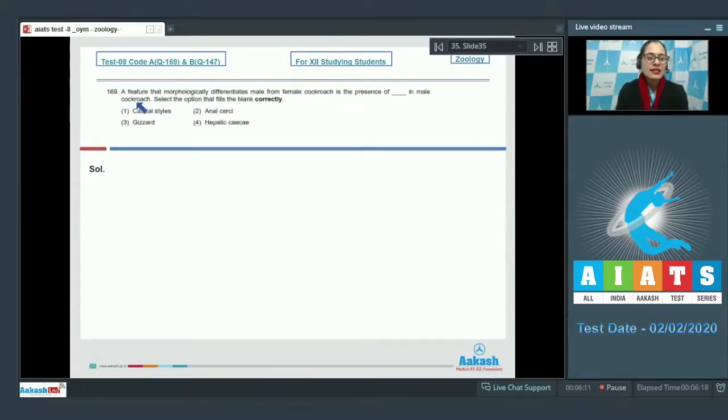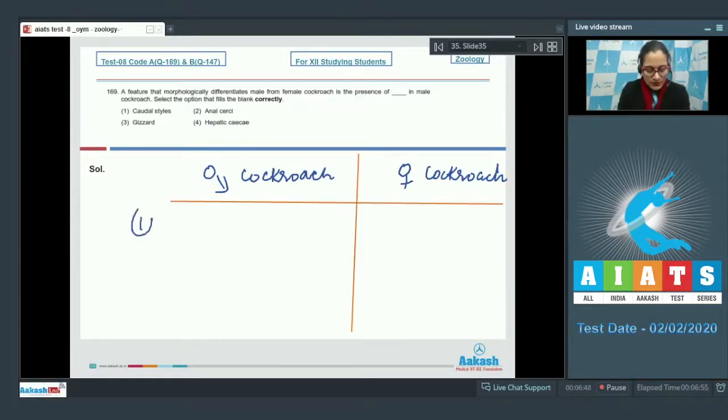Question number 169. A feature that morphologically differentiates male from female cockroach is the presence of dash in male cockroach. Select the option that fills the blank correctly, and the options given are caudal styles, anal cerci, gizzard, and hepatic caecae. Now male cockroach and then female cockroach, and the very first option is caudal styles, and this is a correct answer to our question because male cockroach have caudal styles while female cockroach lack these caudal styles or anal styles.